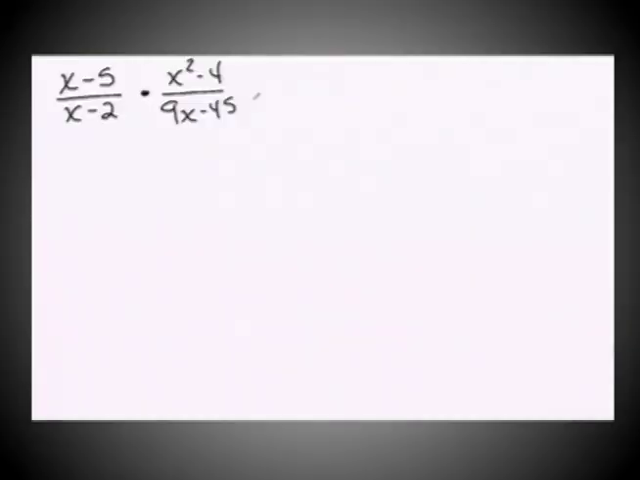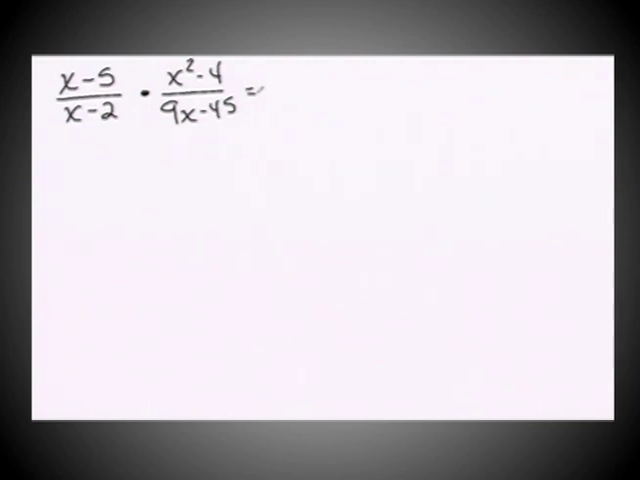All right, so I have the example of two rational expressions being multiplied here. X minus 5 over x minus 2 times x squared minus 4 divided by 9x minus 45. And we'll start with the first step of just factoring out all of the numerators and denominators.